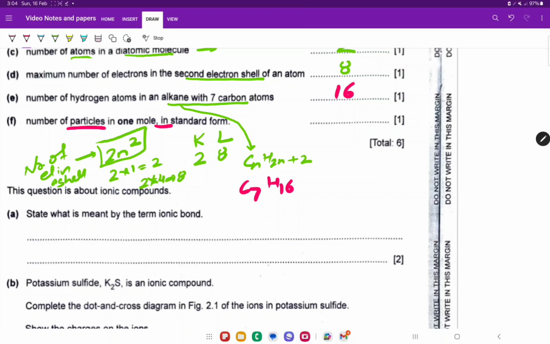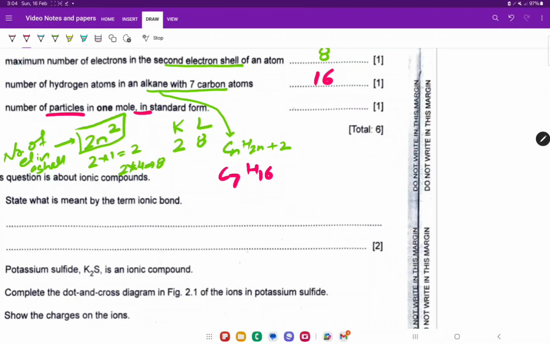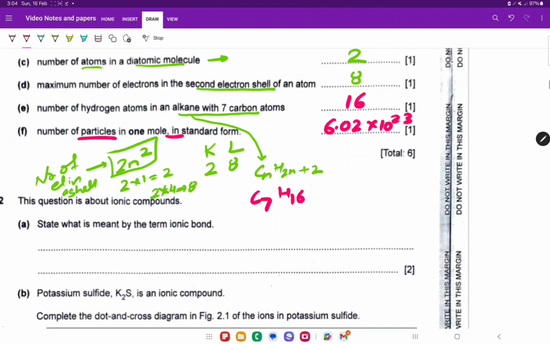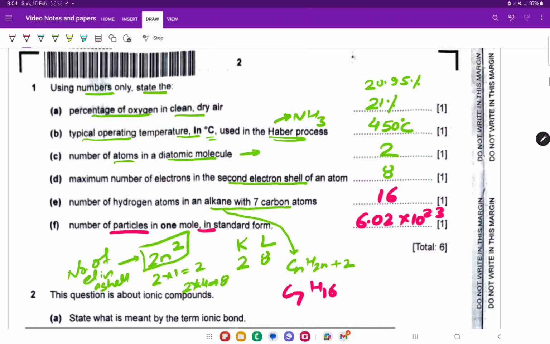Number of particles in 1 mole in standard form. 1 mole always contains 6.02 into 10 to the power 23 particles or entities. Therefore, the answer is 6.02 into 10 power 23. Thus, I will get 6 marks for writing all these things.